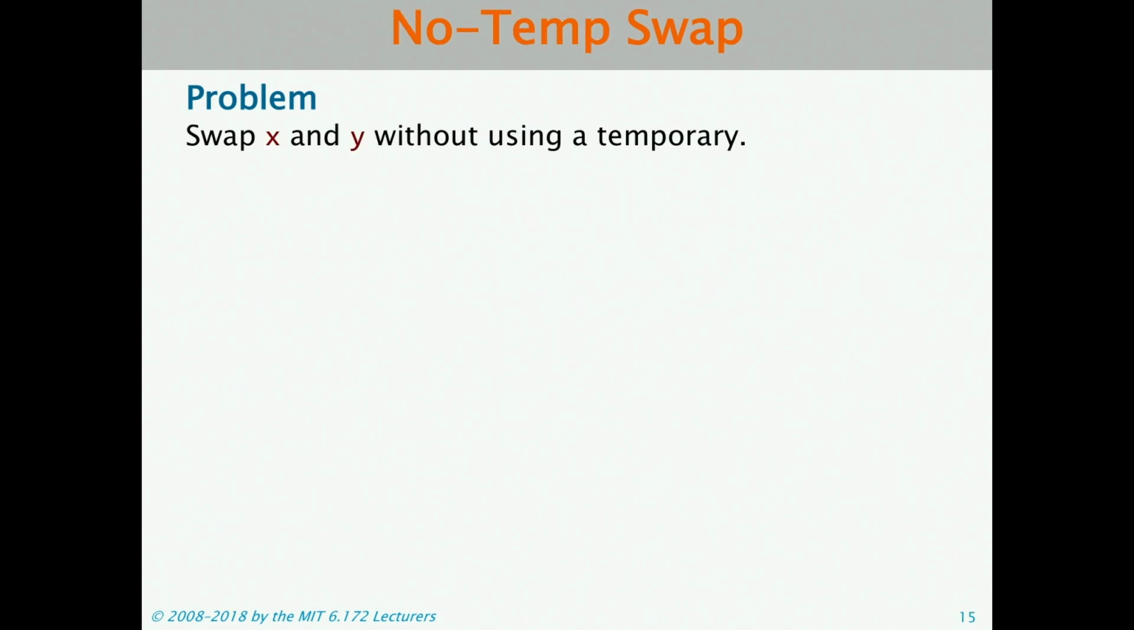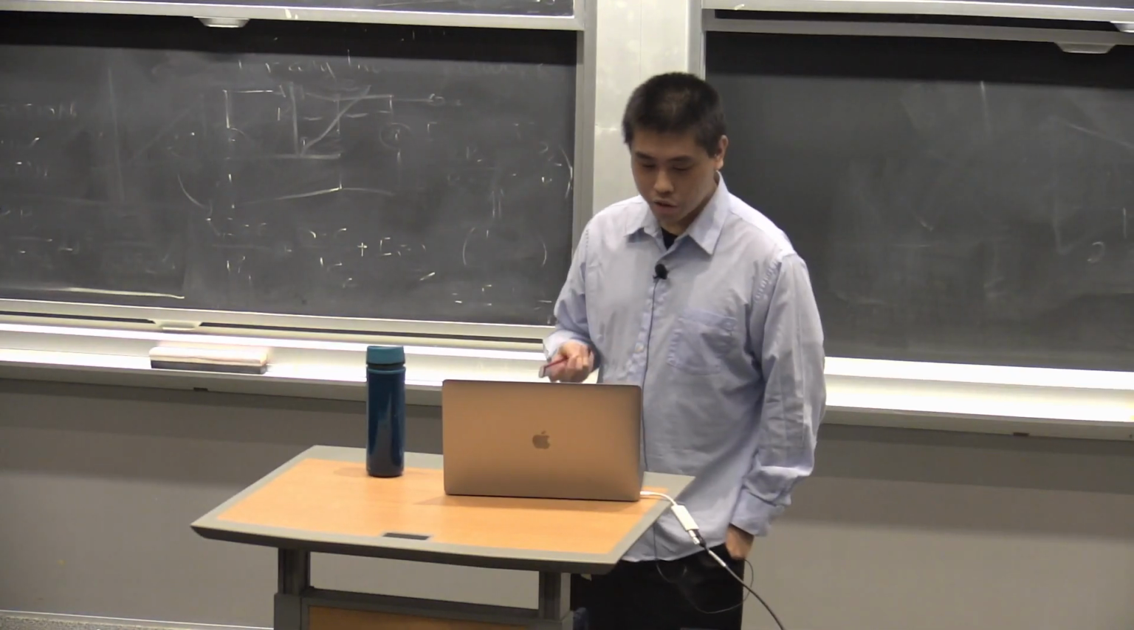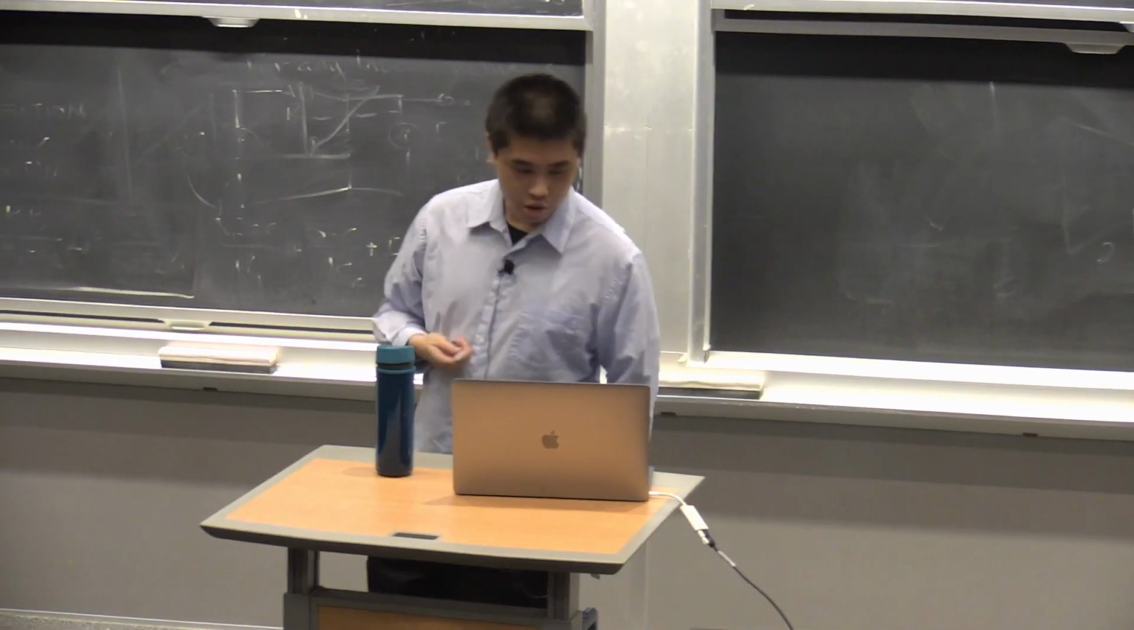It turns out that you can, using bit tricks. So here's the code for doing a no-temp swap. You first set x equal to x XOR y, then y equal to x XOR y, and then x equal to x XOR y. So has anyone seen this before? Okay, good. So some of you have seen this before, and for the rest of you, I'll tell you how it works in the next couple slides.